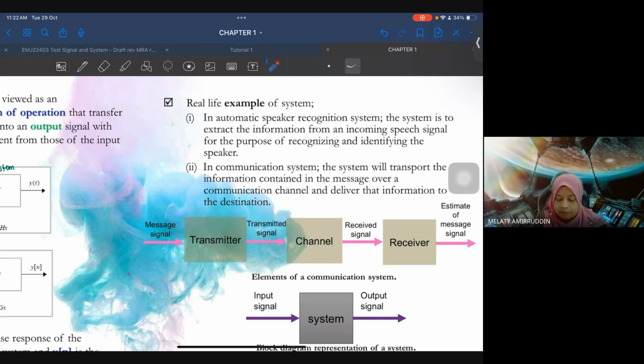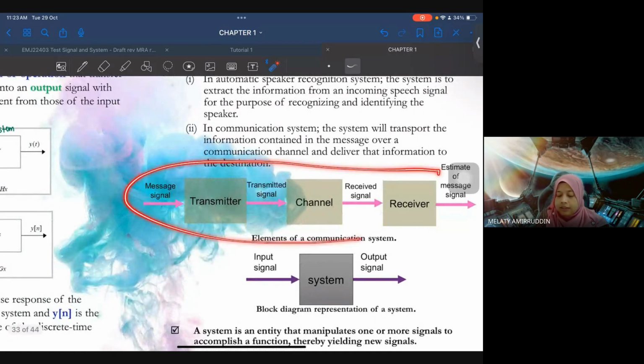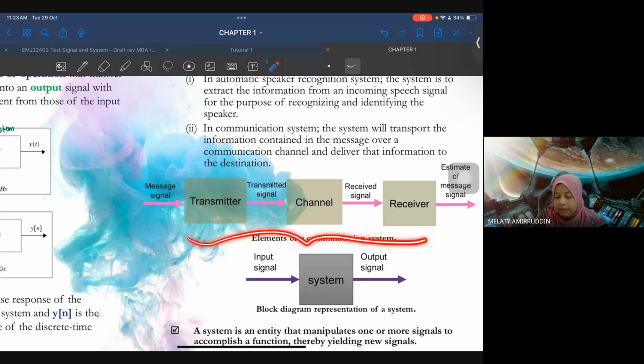Okay, for example, this is the input signal, and then we use a transmitter to transmit the signal to the channel. And then the receiver will receive the signal, and then this is the output message of the signal. Okay, so from this block diagram, we combine, it becomes a system.